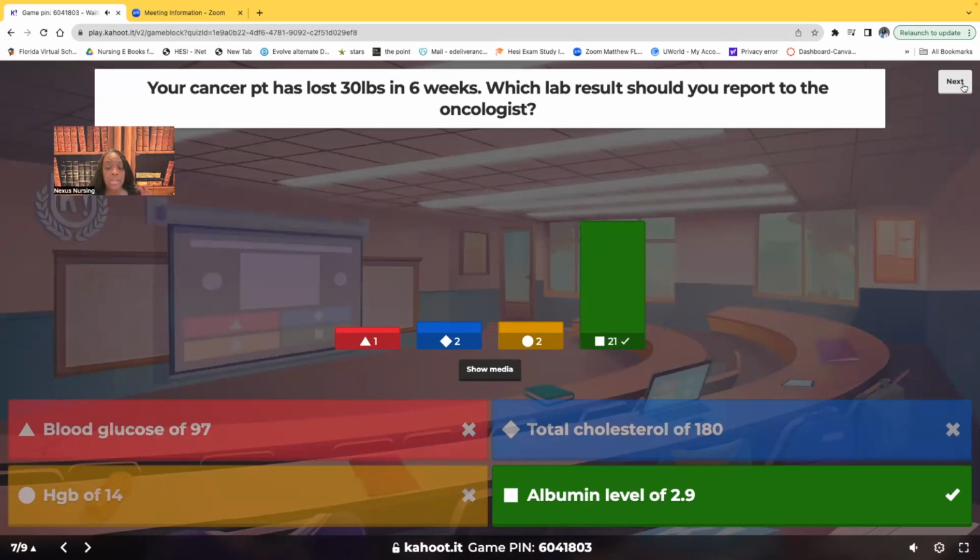All right. The correct answer to this, guys, is albumin level. I'm so proud of you guys. Most of you chose that. The normal albumin level is 3.5 to 5. This patient's only at 2.9. Remember, albumin, guys, is a type of what?